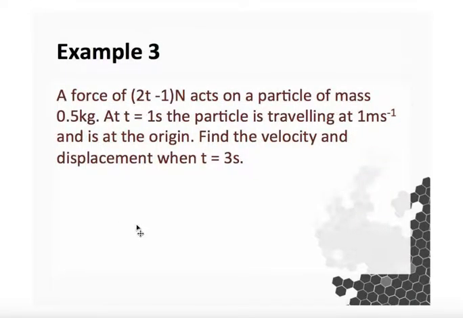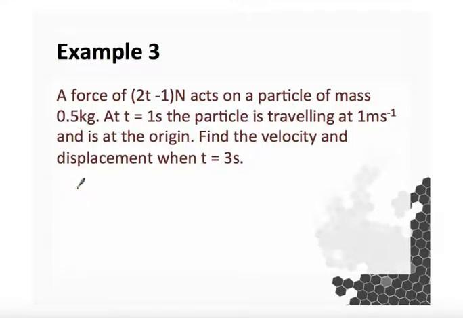So, in this example, a force of 2t minus 1 newtons acts on a particle of mass 0.5 kilograms. At t equals 1 second, the particle is travelling at 1 meter a second and is at the origin. Find the velocity and the displacement when t equals 3 seconds. So the thing to note with this question is that we're looking to find displacement and velocity. And what we've experienced so far is that displacement and velocity is linked to acceleration.